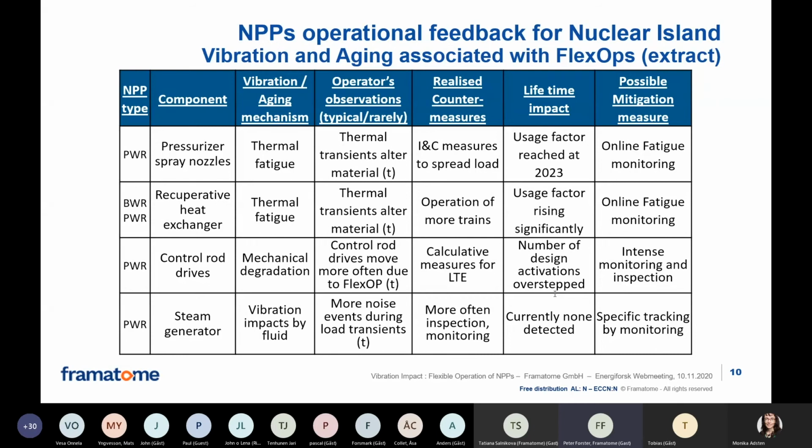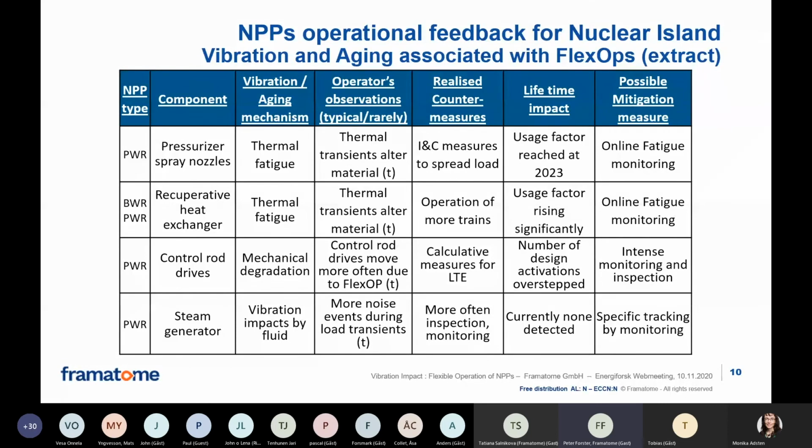The lifetime impact on these pressurizer spray nozzles was quite high, in that the usage factor will be reached in 2023. That means after the planned shutdown of the plants in 2022. They would have to change these nozzles if they were to run further than 2022. As possible mitigation measures in the last column, the operators see that an online fatigue monitoring would help to ease the problem.